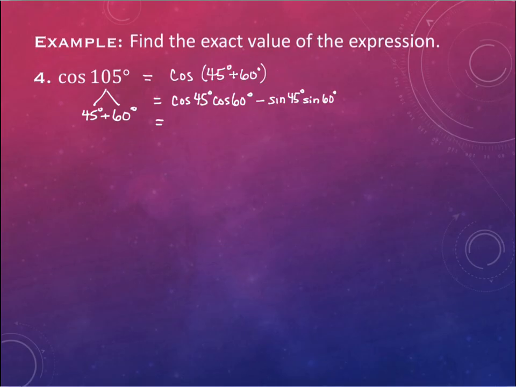What is the cosine of 45? Good, square root 2 over 2. What is the cosine of 60? That's 1/2. All right, sine of 45? Square root 2 over 2. And then the sine of 60? Square root 3 over 2.